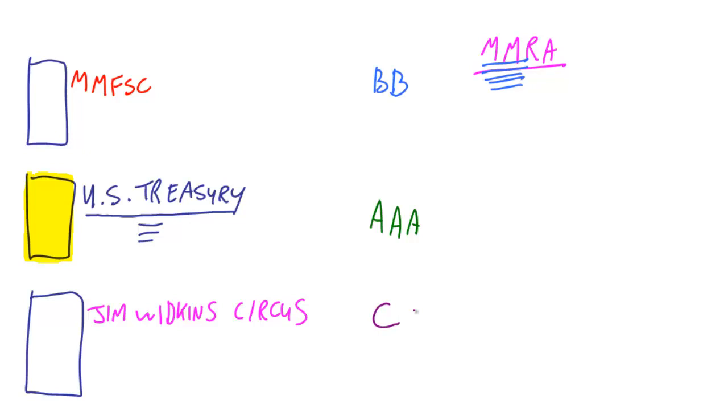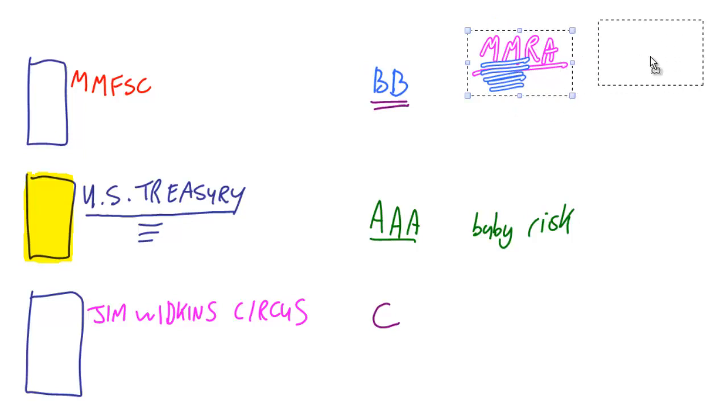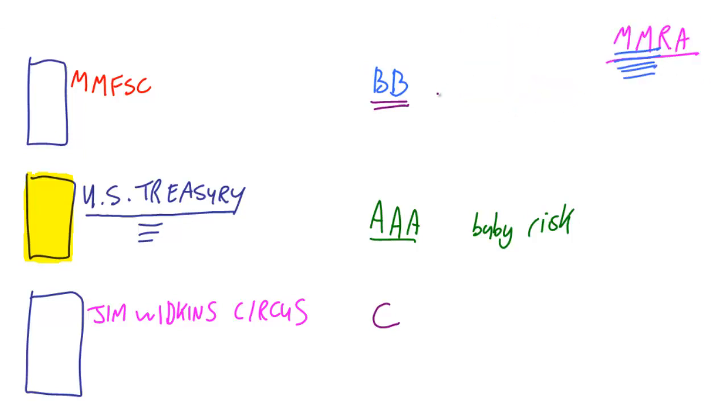Now, these ratings are generally straightforward, in the kind of brave new world fashion of alpha, beta, gamma. So A, B, and C. And what this means is that the US Treasury in terms of dollars is low risk. I'll call this baby risk. The MithrilMoney Fish Source Company, we'll just move the ratings agency away because they're completely independent, is BB, so we'll call this mummy risk. And the Jim Widkins Circus is, oh dear, daddy risk.